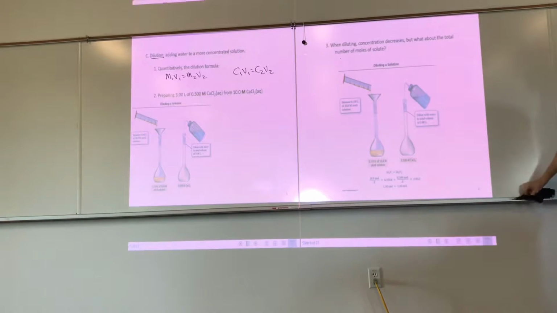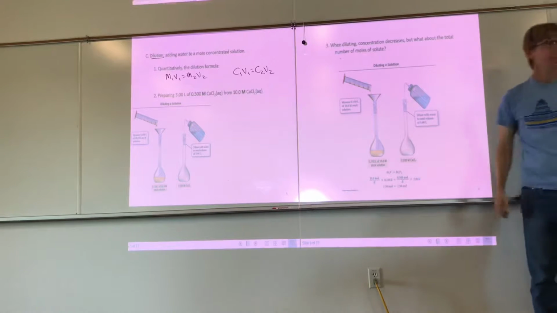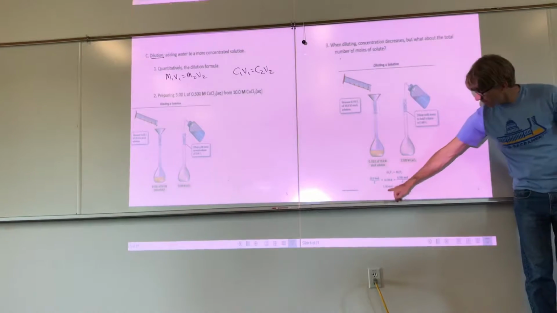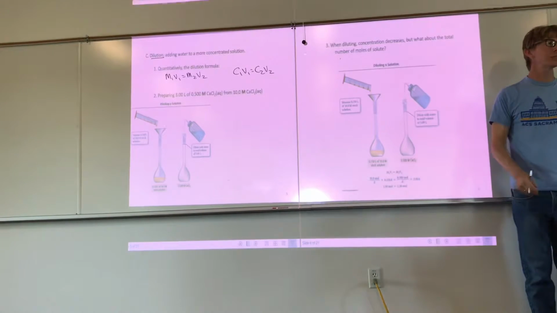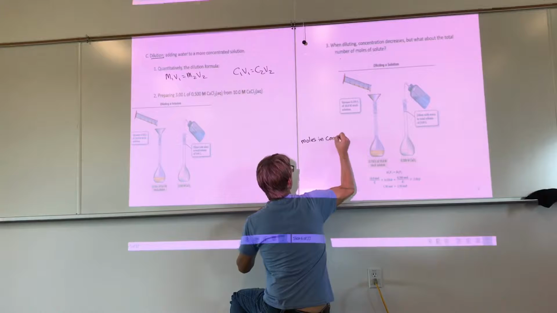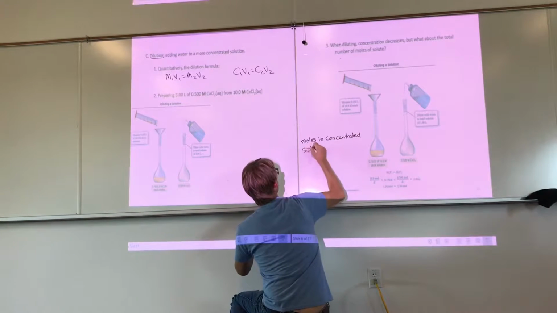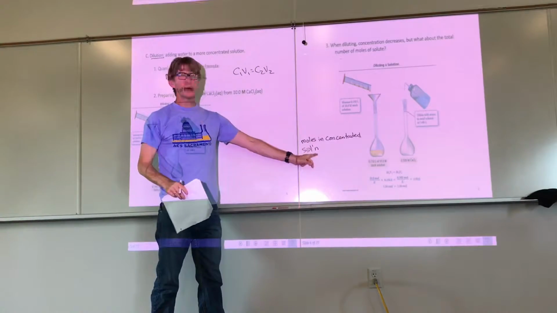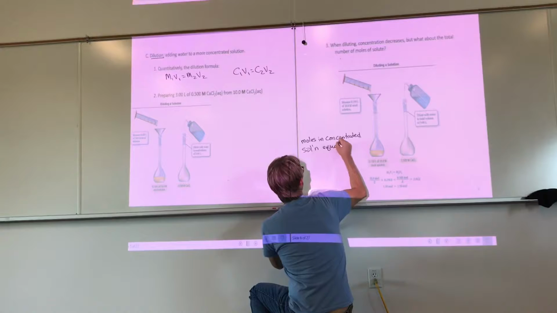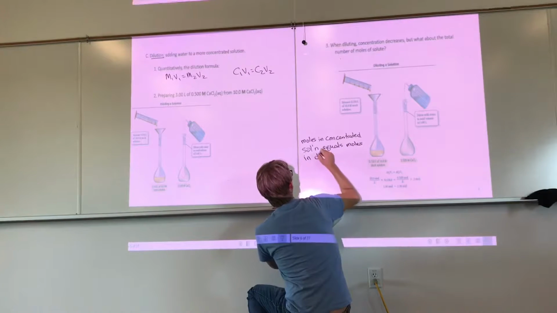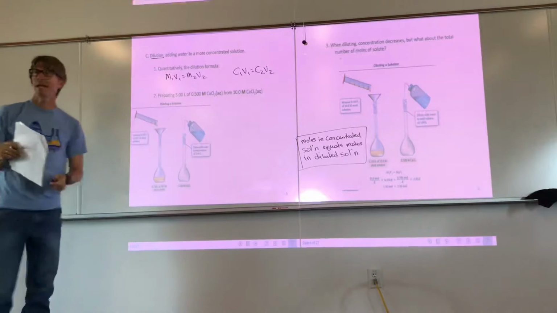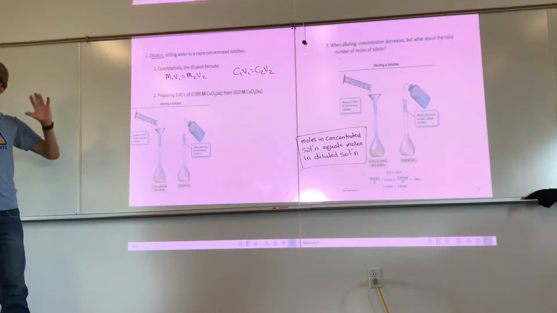When diluting, concentration decreases, but what about the total number of moles of solute? The total moles of solute stays the same. Thank you, Alicia. And this runs through a calculation that shows that the moles in the concentrated solution equals the moles in the dilute solution. I'm going to write that out. My abbreviation for solution is SOL'N. Have I used that already? I don't know. But I use it a lot. And I square that off because that's a common mistake in thinking about how these solutions work.